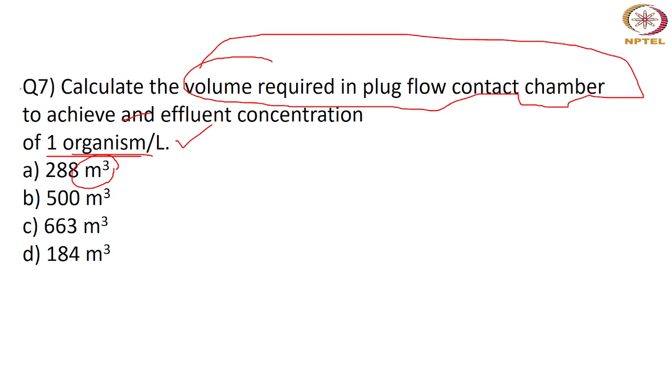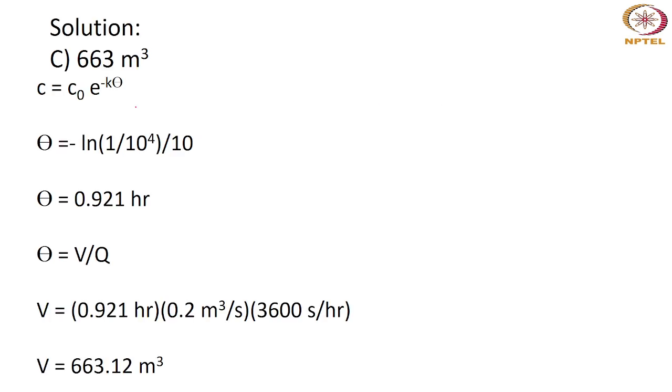So this was our question. You have to find out the volume required for the plug flow contact chamber. So same equation what we wrote in the last question. It was C equals C naught e to the power minus k theta. So now you have to find out first what is the theta time required, right? So you know the initial concentration C naught, that is 10 to the power 4. What is our desired final concentration, that is 1, right?